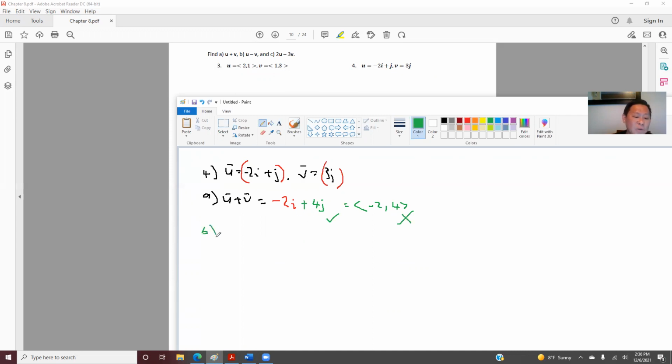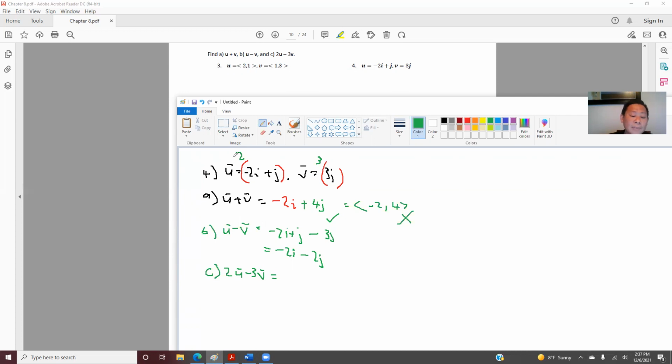Same thing with question B, you subtract them. So u minus v: you take negative 2i plus j minus 3j, and then combine like terms. You get negative 2i minus 2j. So it's pretty much very straightforward, not that difficult. Then the question also wants you to find 2u minus 3v. So you multiply u by 2 and multiply v by 3, and after that, you subtract them.